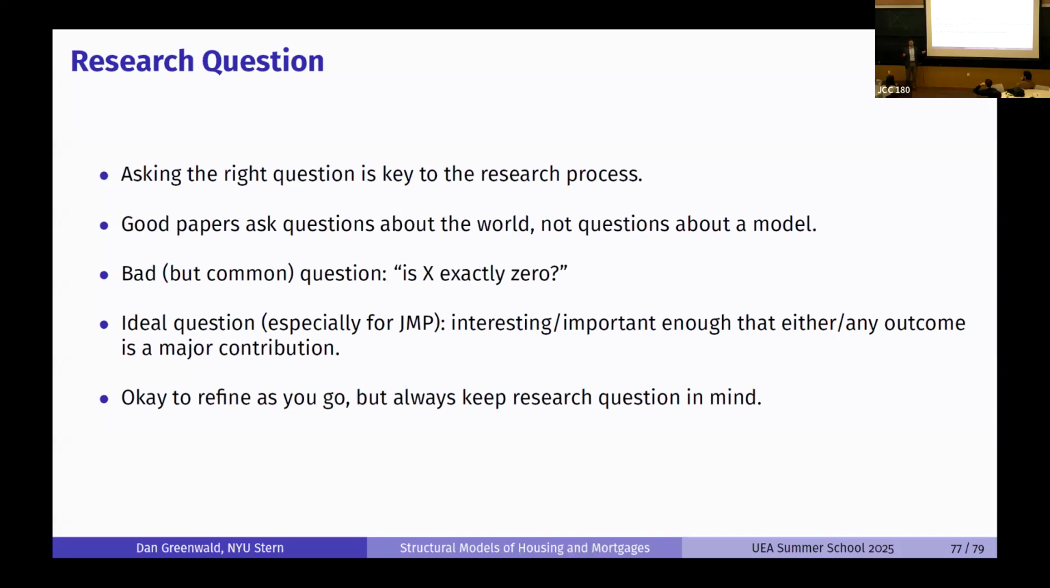What you don't want with a job market paper, because you're kind of on the clock, you have to finish by a certain date, is making a bet where the paper is interesting, but only if you find something surprising, because you may not, okay?